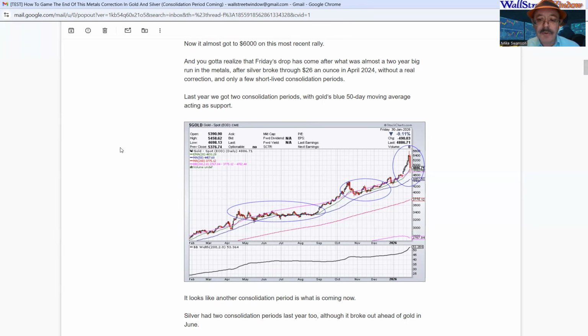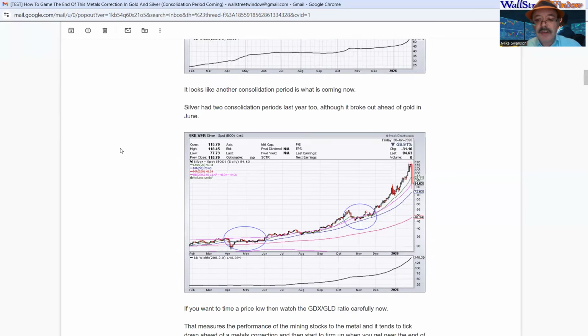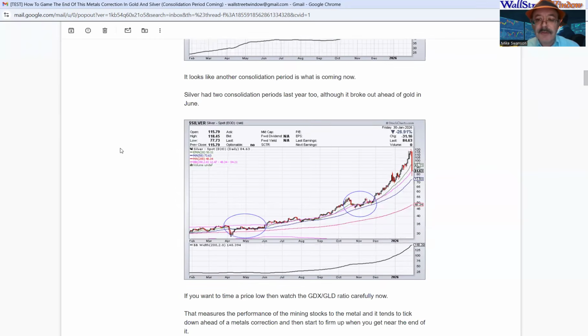We got support basically on the low of Friday for gold and silver, and the next support level is the 50-day moving average for gold, 44.57. Here, let's look at silver. The 50-day moving average, the blue line, is at $73.63. Doesn't have to go there, but it could go there. That would not be a reason to panic.